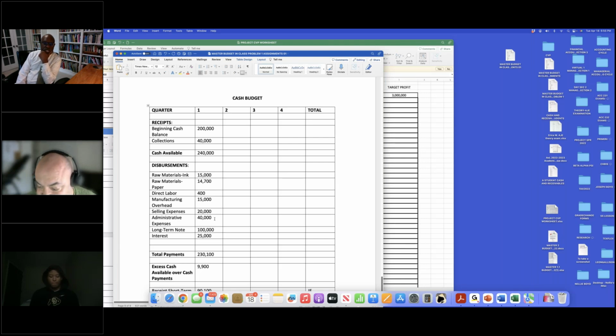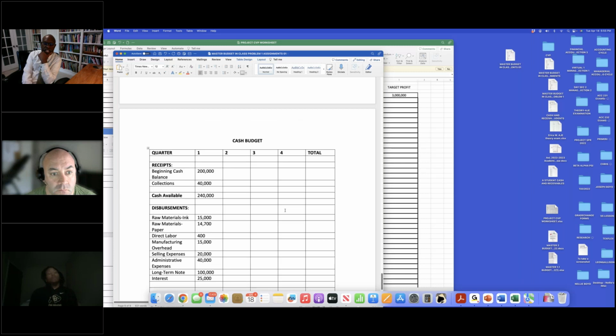So what we want to do is to get this cash budget, this problem done. It becomes the example. Your project needs to look like this. If you get this done, then you know how your project needs to look. So we're just doing the break even year. So next time, next class period, all 4 quarters need to be done and totals and journal entries.